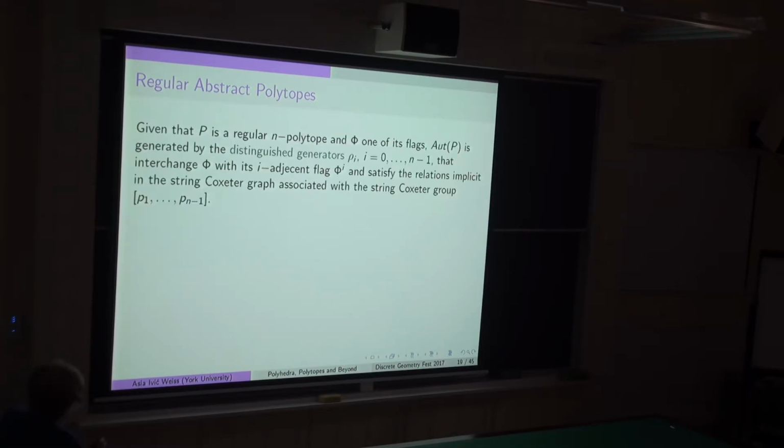So I wrote that down in general. If you have an abstract regular polytope, it's going to be generated by these involutions, and the Coxeter graph is associated with this string Coxeter group, so that in fact to that group you can associate a Schläfli symbol for the polytope.